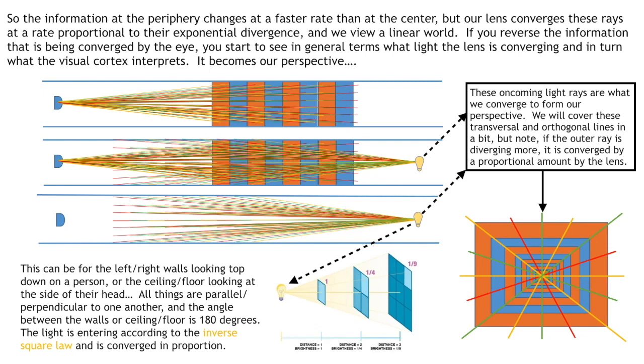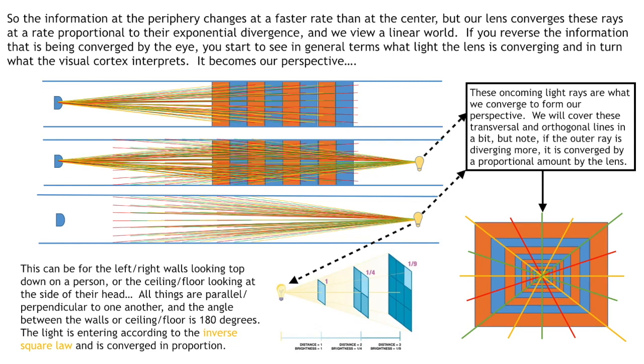So keep in mind, we see a linear world, and the linear world exists as it is. It is linear. It is not an exponential. So again, you can be looking side-on view here with these diagrams, with this being your lens of the eye within the head of a person, or you could be looking top-down as if you were looking down on the top of their head, and these are the left and right walls instead of the ceiling and the floor. Either way, all things are parallel and perpendicular to one another within the actual real world.